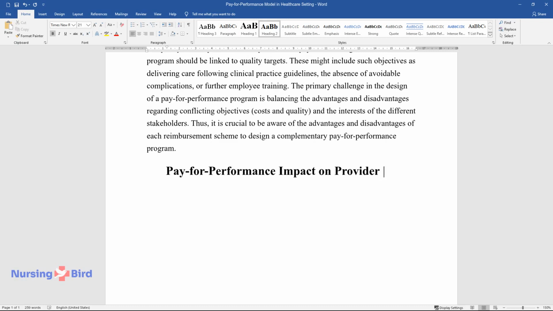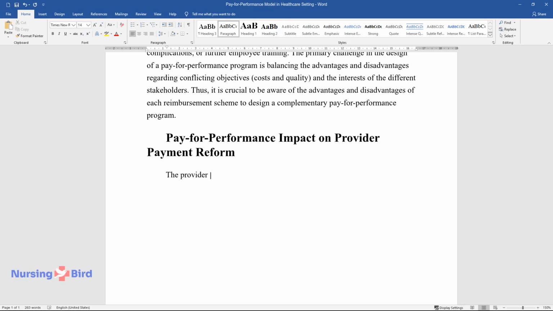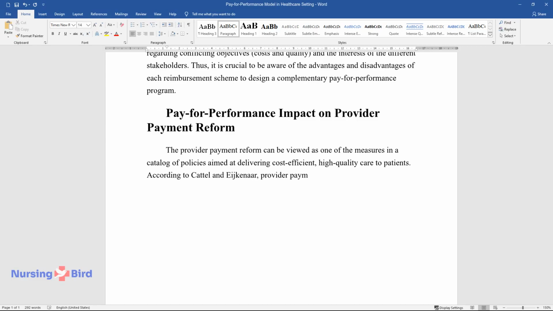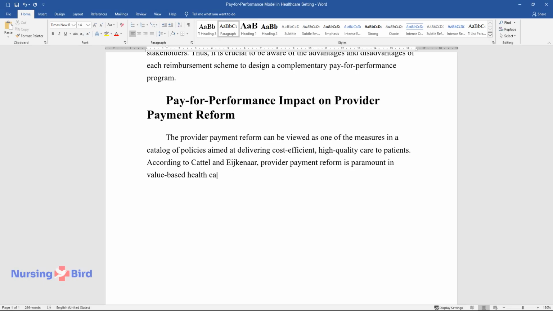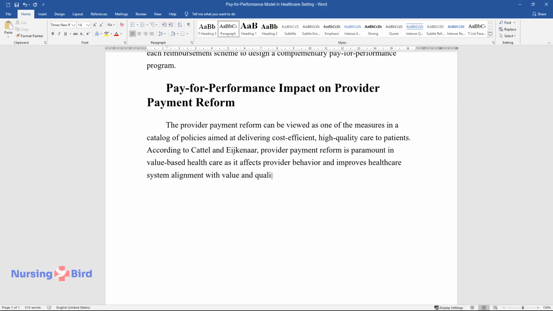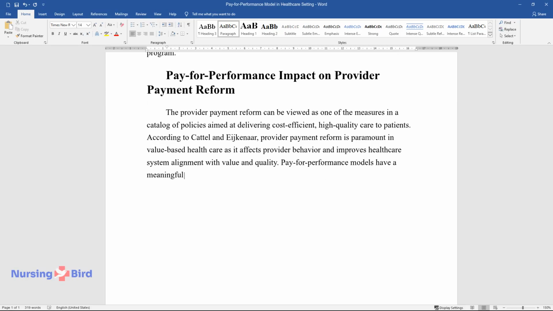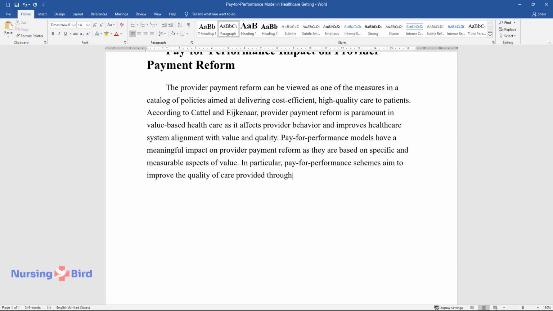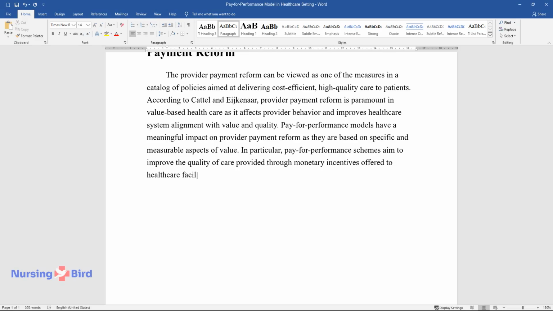Pay-for-performance impact on provider payment reform. The provider payment reform can be viewed as one of the measures in a catalog of policies aimed at delivering cost-efficient, high-quality care to patients. According to Cattel and Eijkenaar, provider payment reform is paramount in value-based healthcare as it affects provider behavior and improves healthcare system alignment with value and quality. Pay-for-performance models have a meaningful impact on provider payment reform as they are based on specific and measurable aspects of value. In particular, pay-for-performance schemes aim to improve the quality of care provided through monetary incentives offered to healthcare facilities.